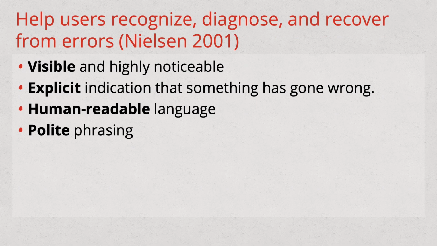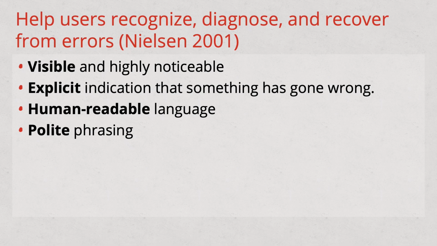Help users recognize, diagnose, and recover from errors. Visible: does the user notice that a mistake has occurred? Explicit: what's gone wrong? For example, you have not included a location for the meeting. Do you wish to add one before sending the meeting invitation?